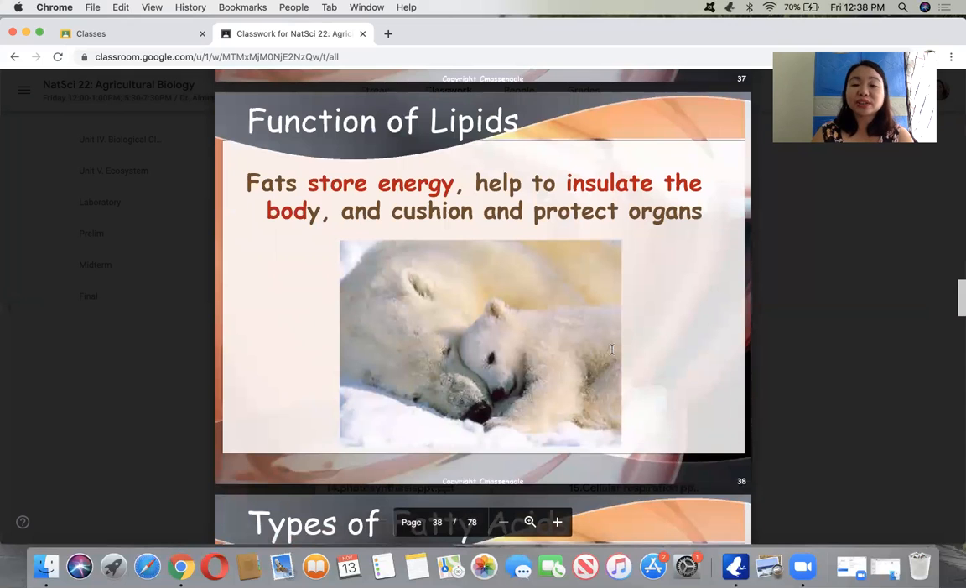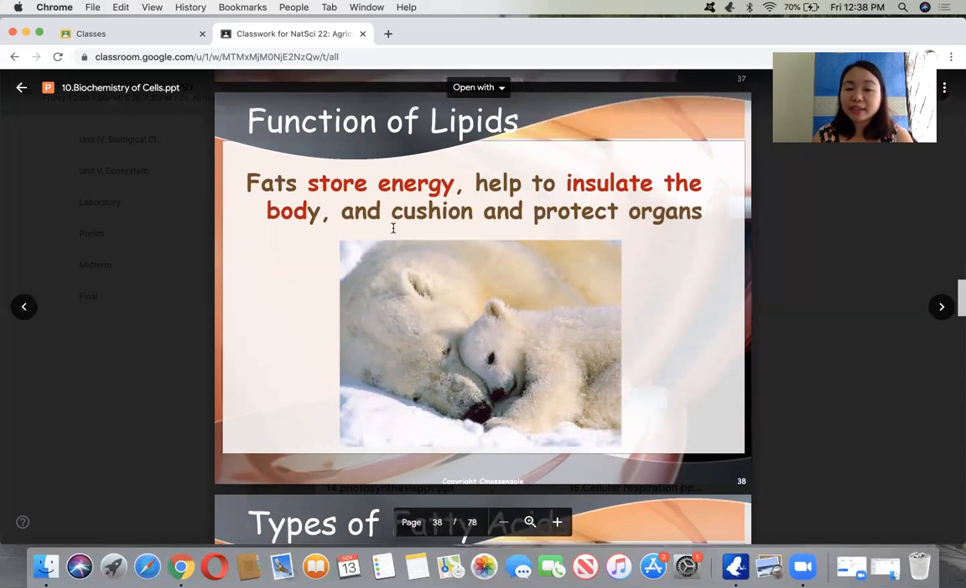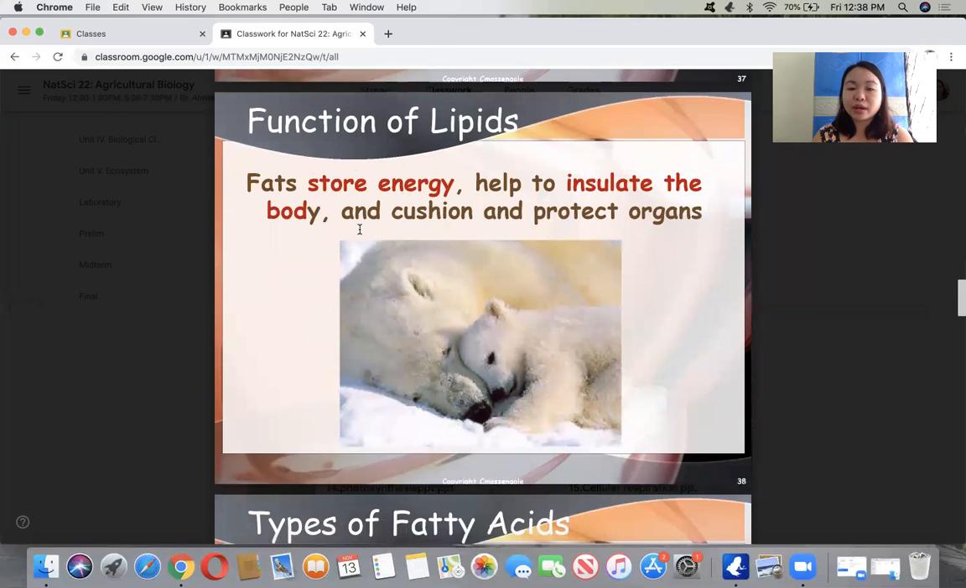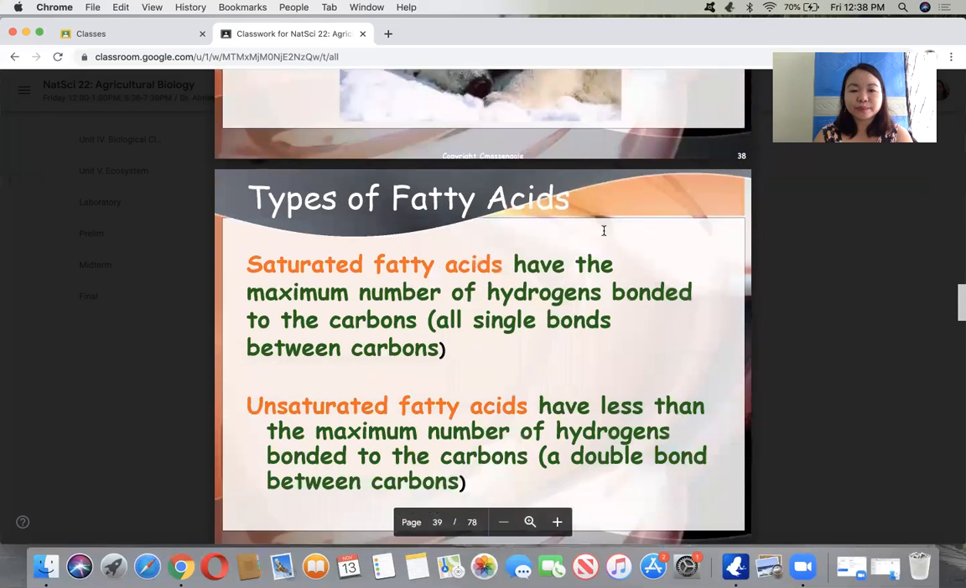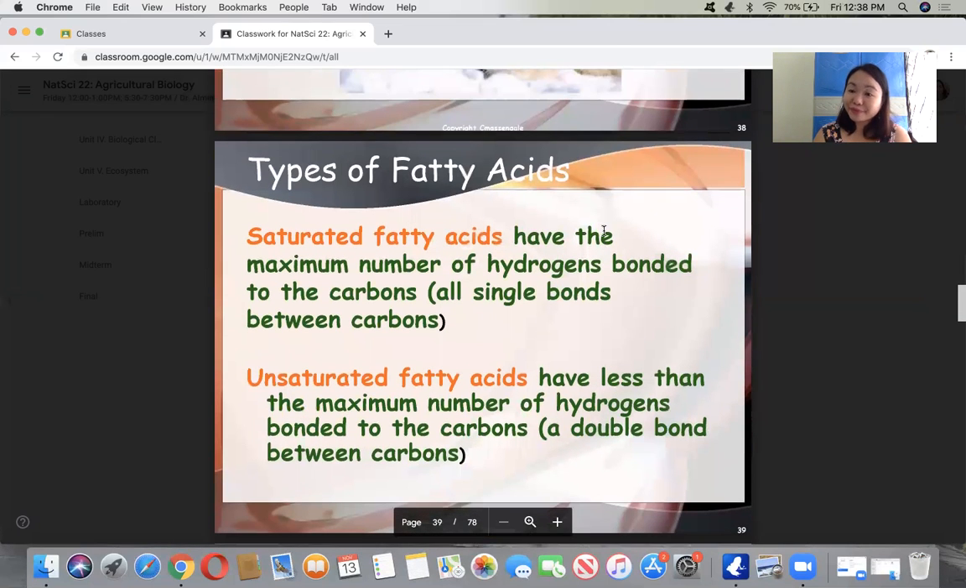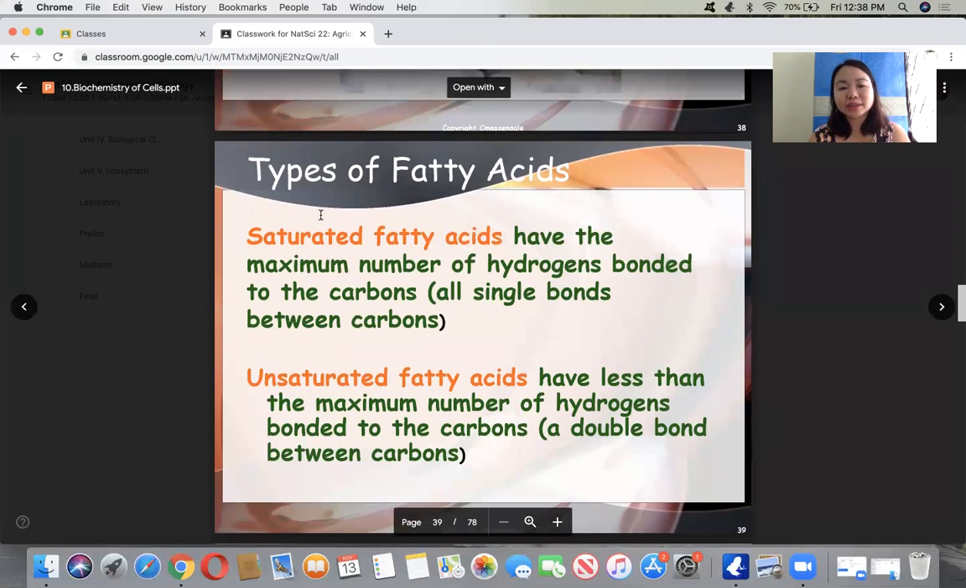What then are the functions of lipids? They store energy, help to insulate the body, because when animals or living things are cold, it's the fat that insulates us. And they cushion and protect organs too. So being fat is also an advantage, but not too much.